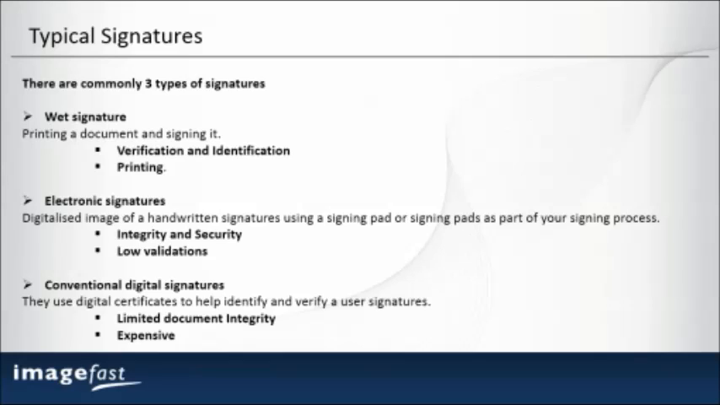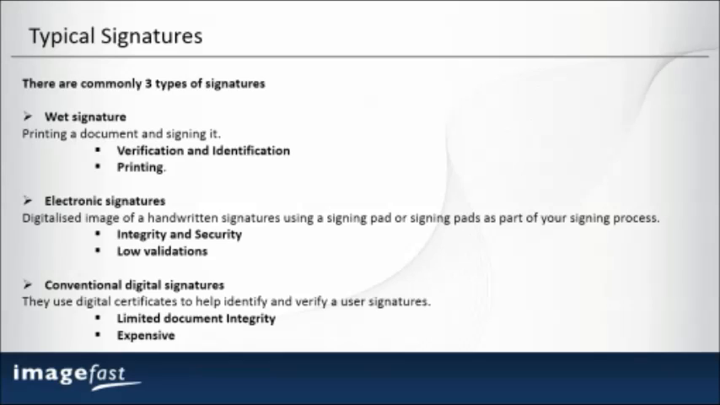If we then look at perhaps keeping it in its electronic format and then using an electronic signature, so again, this is our digital image of our handwritten signatures. Some of the limitations we can see here are integrity and security. So although now perhaps we can have some level of verification and identification, we're now suffering from integrity and security. So by integrity and security here, we're talking about, yes, this document has been signed, perhaps using a handwritten digitalized image, but how do I know it hasn't changed since it's been signed?